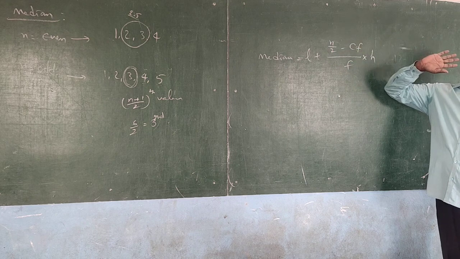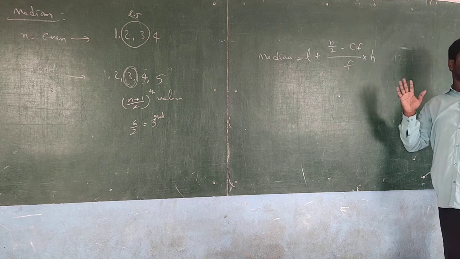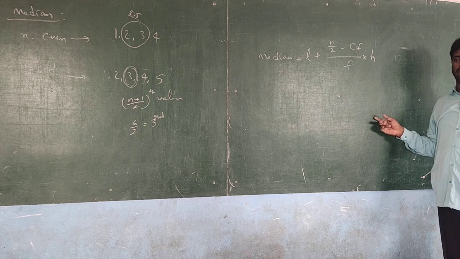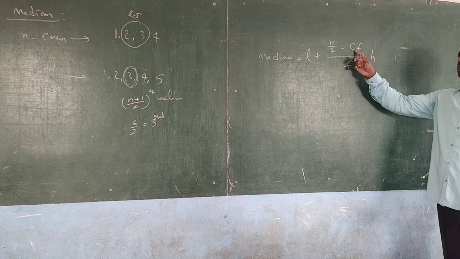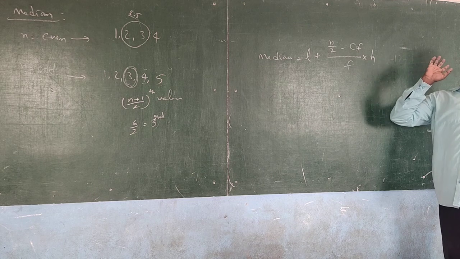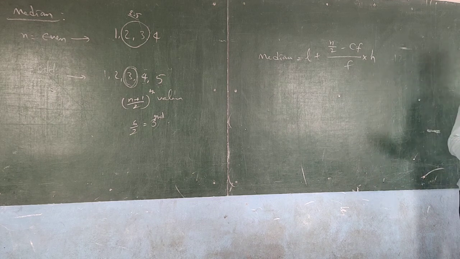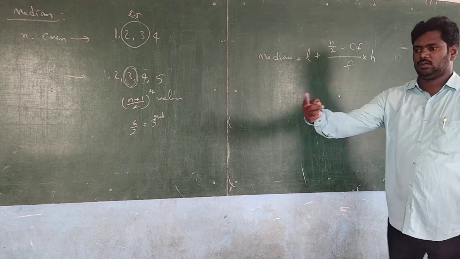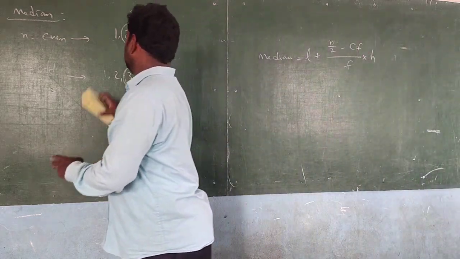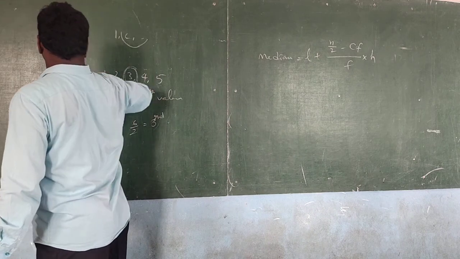Next, N is the total frequency. If you add, it is nothing but sigma F, the total sum of the frequency. Next, CF is the cumulative frequency. In the median we need one more column, that is cumulative frequency. Okay? Now I will do one problem on grouped data.